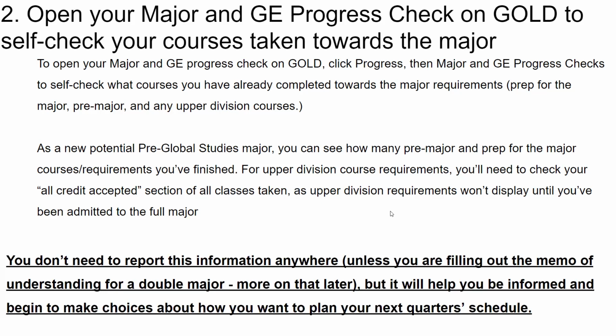Again, you don't need to report this information anywhere unless you're filling out the memo of understanding for a double major. That's where knowing this information becomes a little bit more vital to actually fill out a piece of paper as part of the paperwork. But just doing this helps you be informed, and it helps you answer the question of like, okay, I'm going to change my major, but what does that mean? What classes do I need to start signing up for? That's what this helps you with.